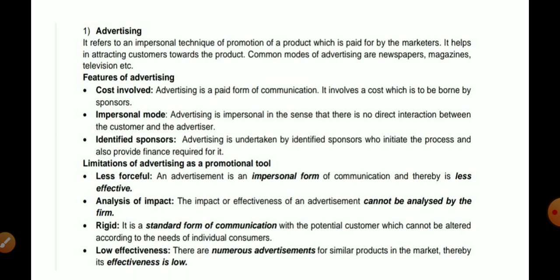What are the limitations of advertisement? It is less forceful. It is an impersonal form, so it cannot force customers to be attracted towards the product, so it is less effective. Analysis of impact cannot be possible. You cannot identify whether the advertisement has a good or bad effect on the customer. Rigid, standard form of communication. Only potential customers can be focused on. Low effectiveness: there are numerous advertisements for similar products in the market, thereby the effectiveness is low.